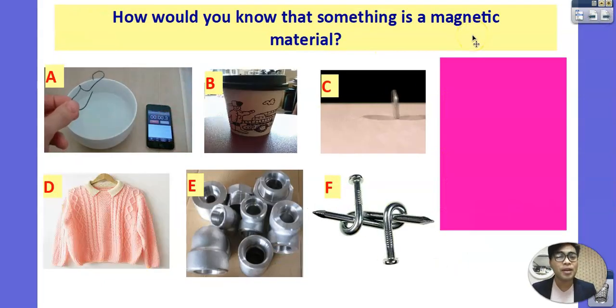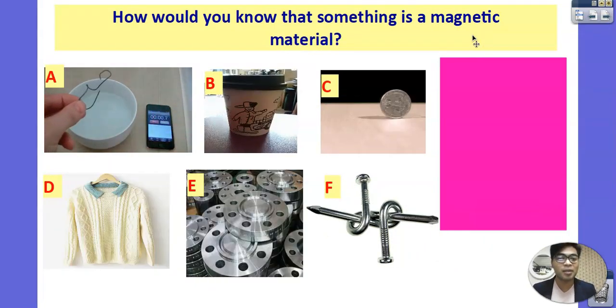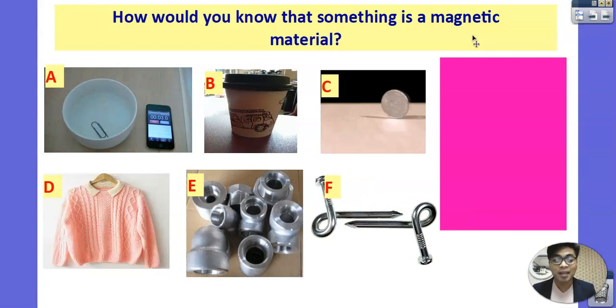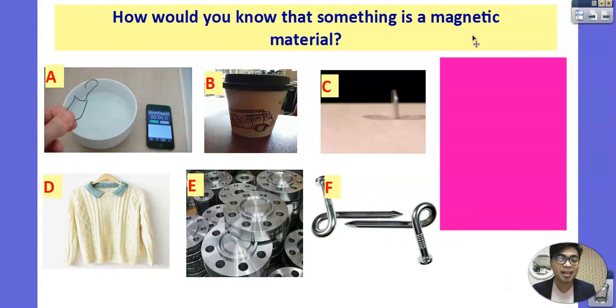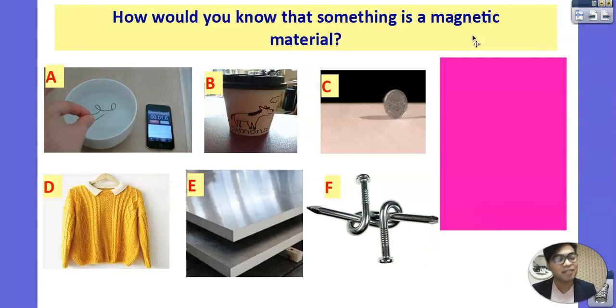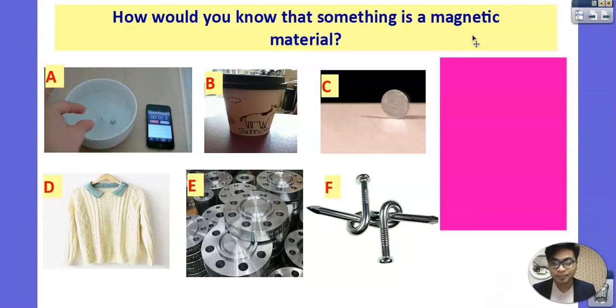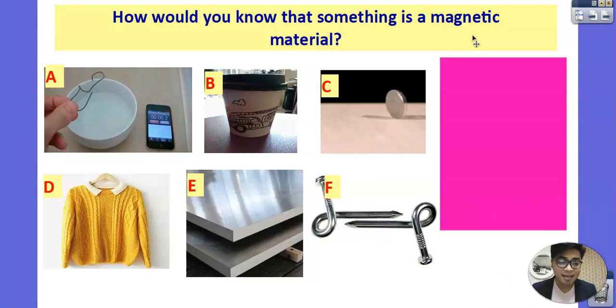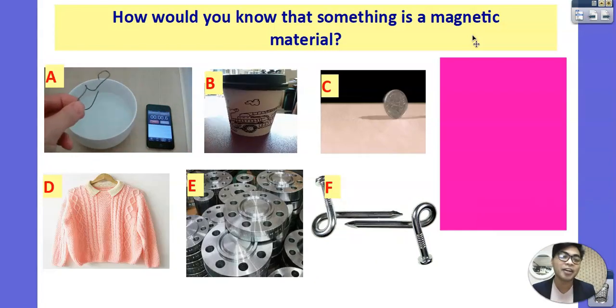So, how would we know that something is a magnetic material? I want you again to take a look with what I have there. I have A, it's a paper clip. B, it's a paper cup with nice drawing on it. C, this is your beloved coin. And D, your clothes, your coat. Look at E. What is E? E are steel, and F, it's an iron nail.